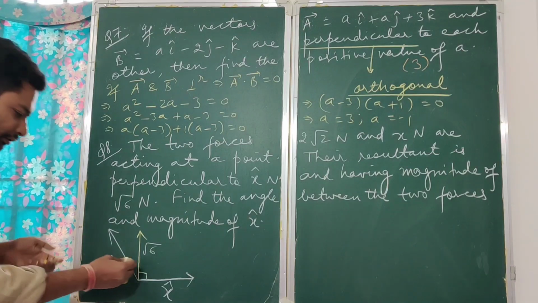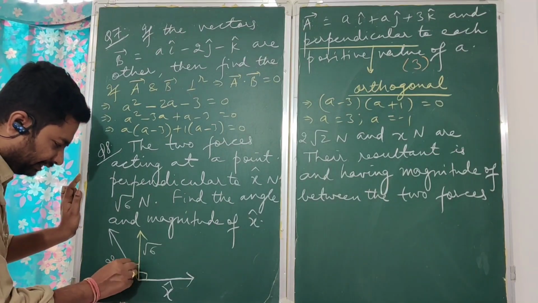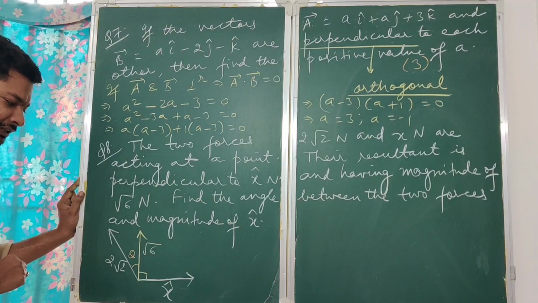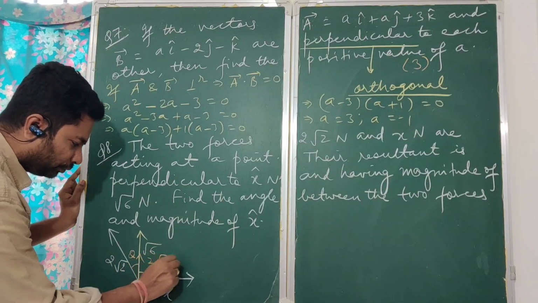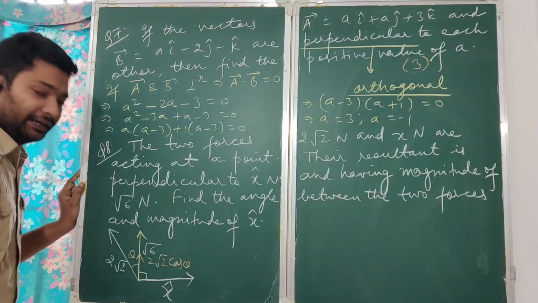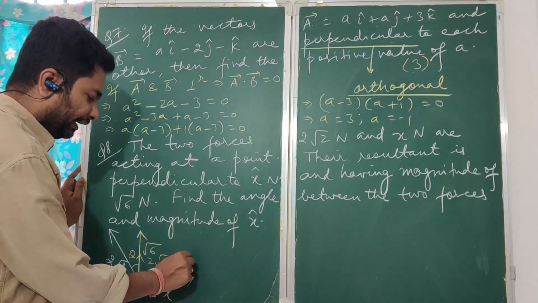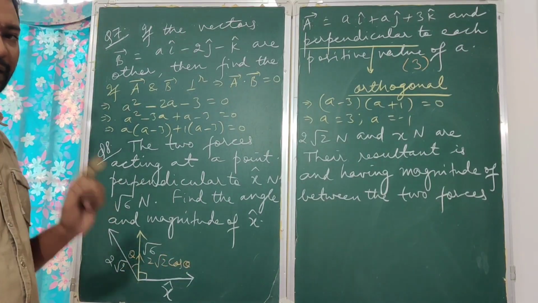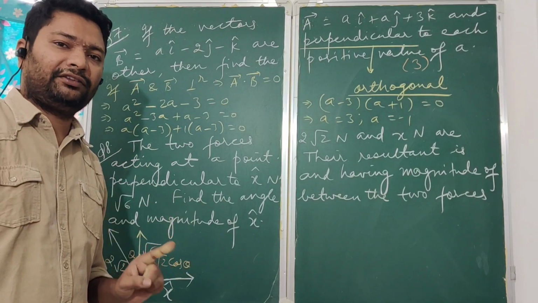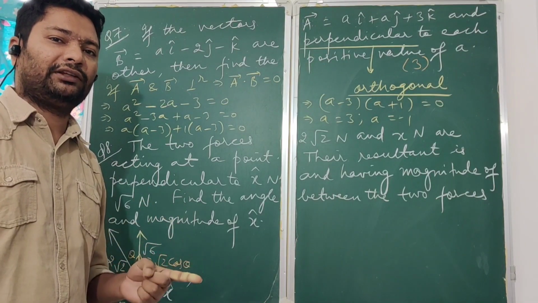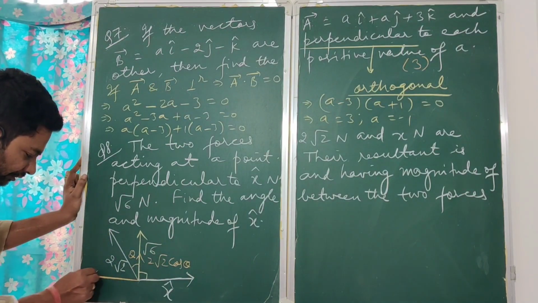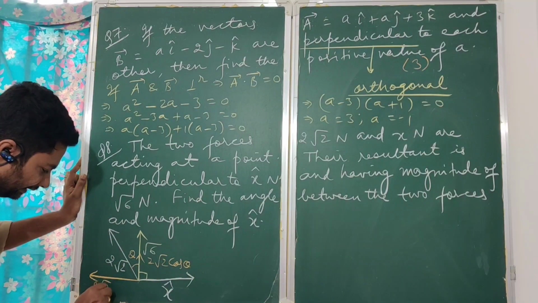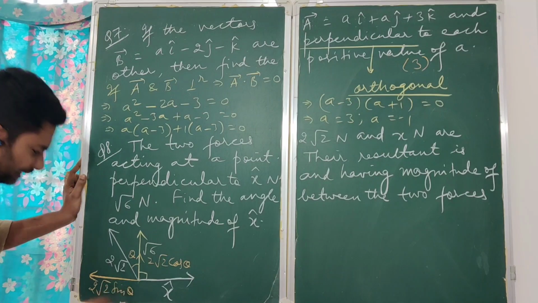So what is the component? Let us say we take this angle as theta, correct? So what will be this component of 2 root 2? It will become 2 root 2 cos theta. I had told you earlier that if you find any vector making an angle with one of the axes, then on that axis the component is cos theta, and on the perpendicular axis the component will become sin theta. So this is 2 root 2 sin theta.